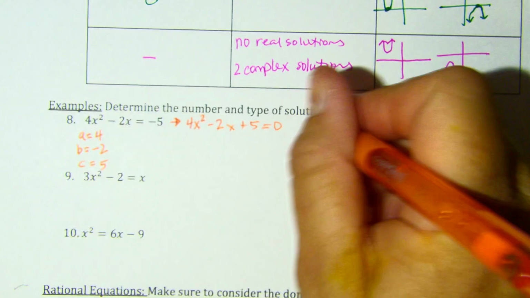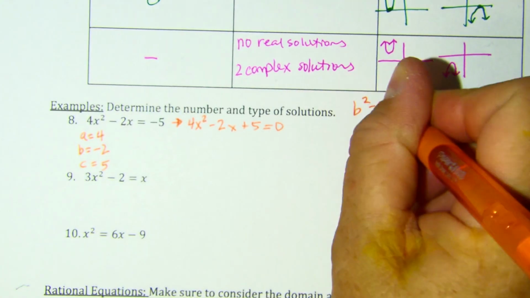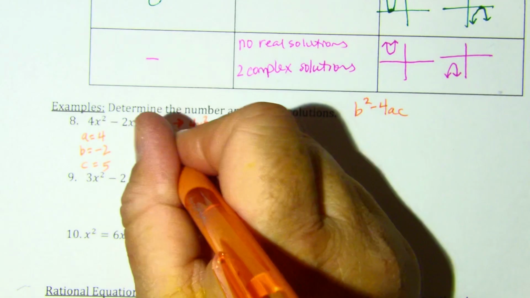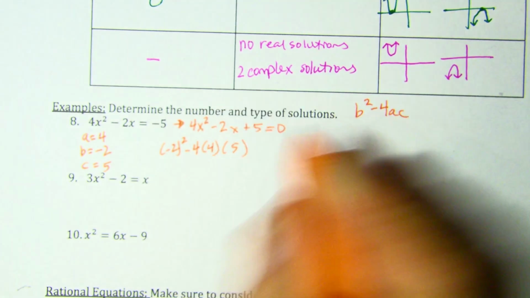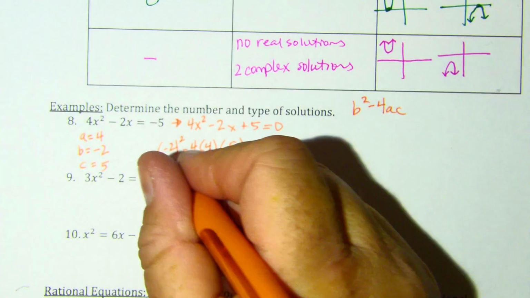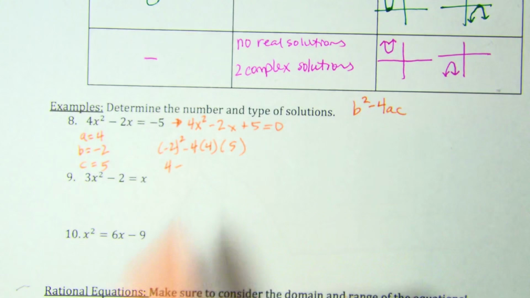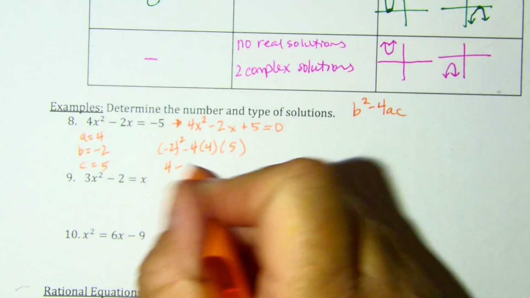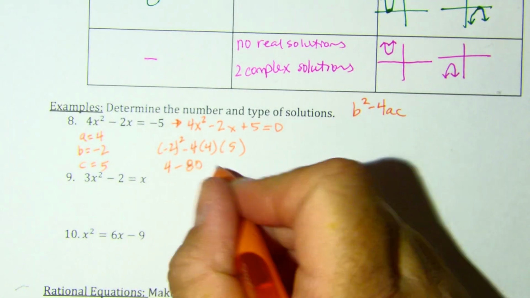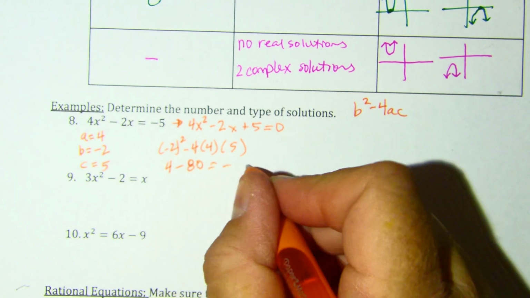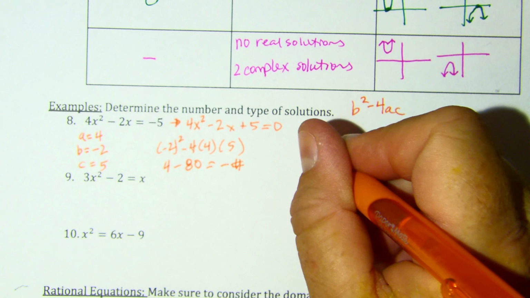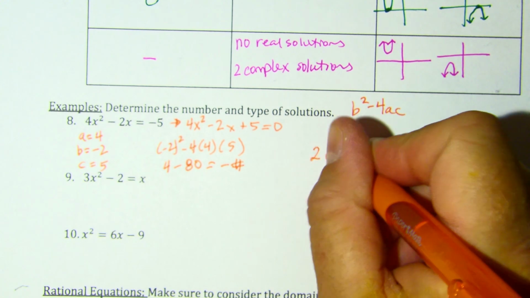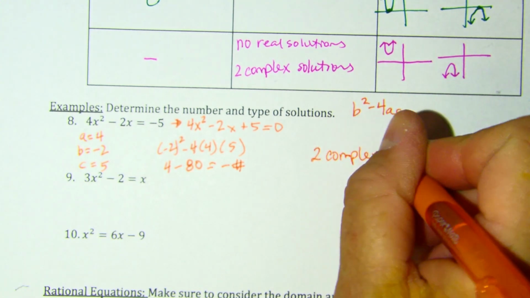So b squared minus 4ac, plugging into that, negative 2 squared minus 4 times a times c. Negative 2 squared is 4, minus 4 times 4 is 16, times 5 is 80. And so I don't even care what the number is. I know that that's a negative number. That means I have no real solutions. I have 2 complex solutions.